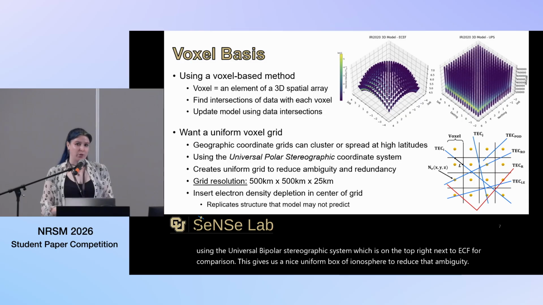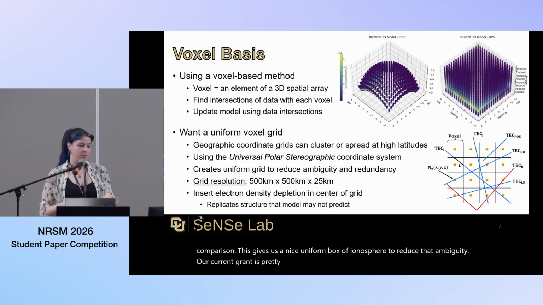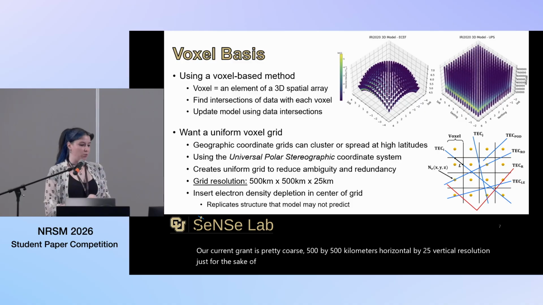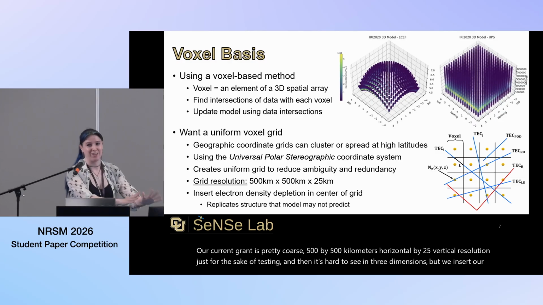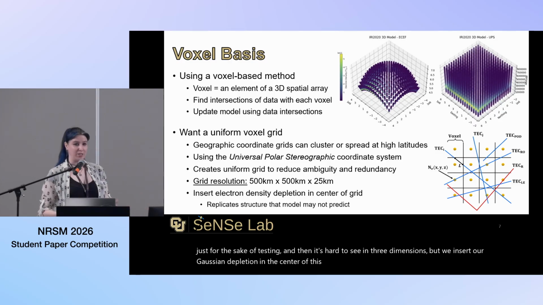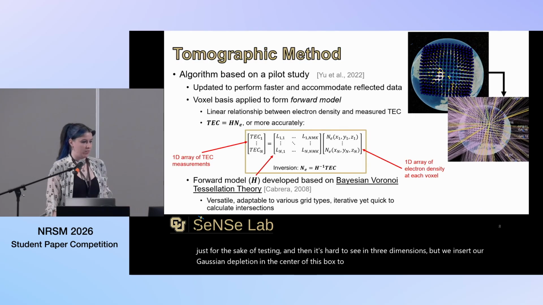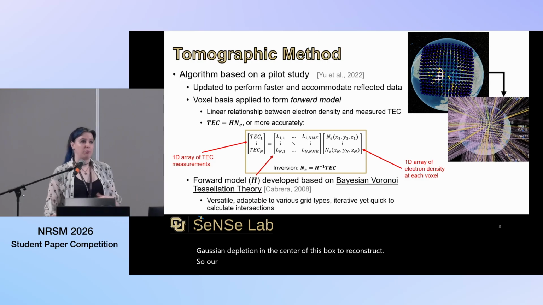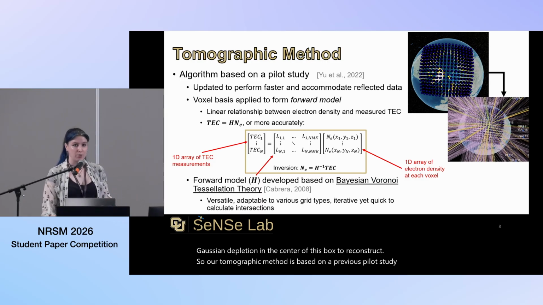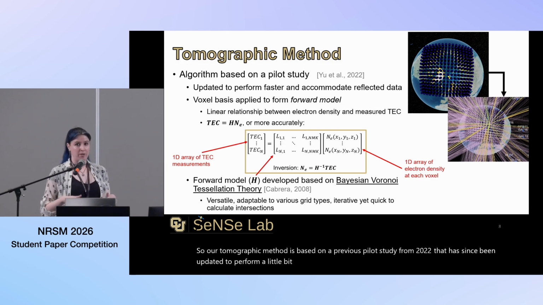Our current grid is pretty coarse. It's 500 by 500 kilometers horizontal by 25 vertical resolution, just for the sake of testing. And it's hard to see in 3 dimensions, but we insert our Gaussian depletion in the center of this box to reconstruct. So our tomographic method is based on a previous pilot study from 2022 that has since been updated to perform a little bit faster and to accommodate the geometry of reflected data.